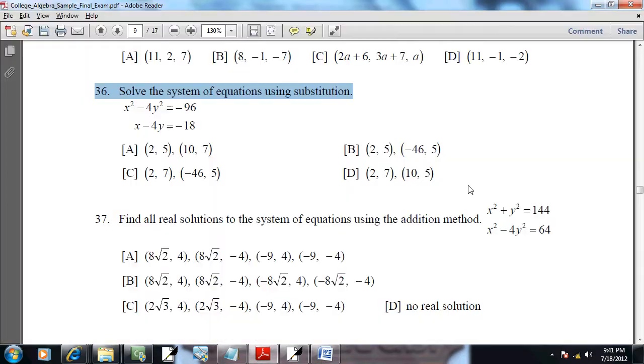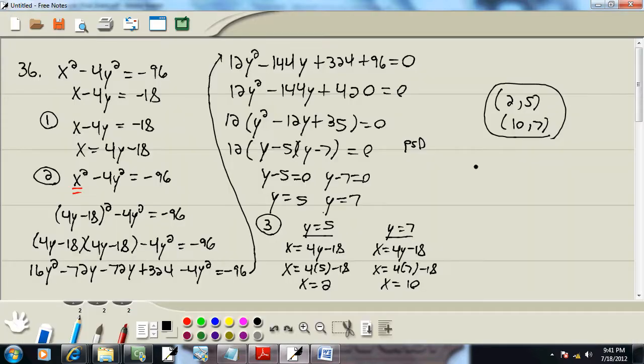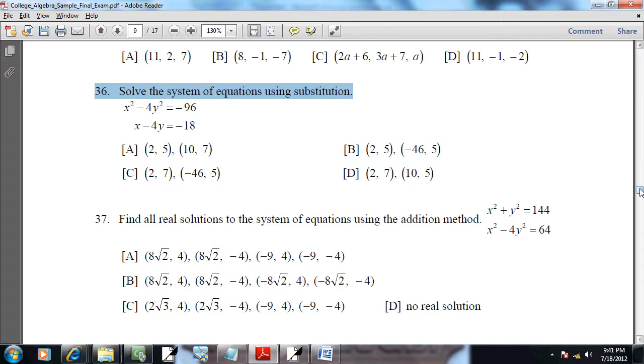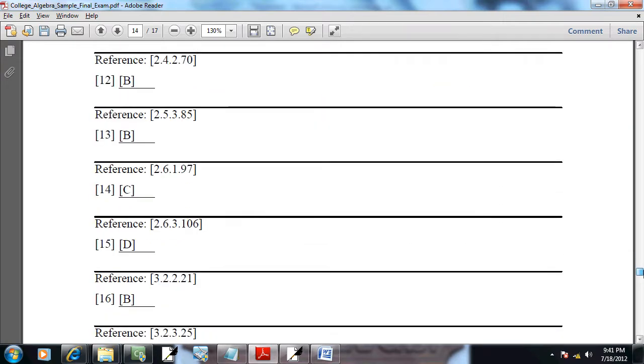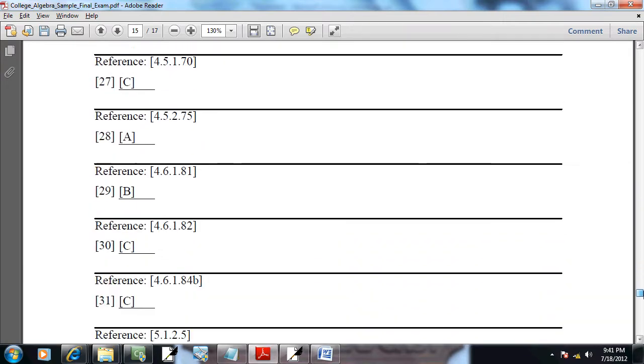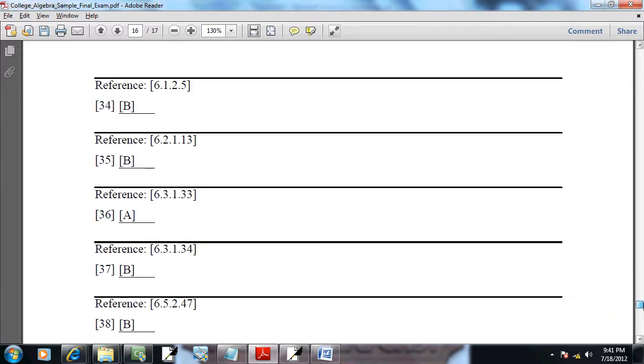(2, 5), (10, 7). Looks like A would be our answer for 36. Let's go check that. 36A. And that checks.